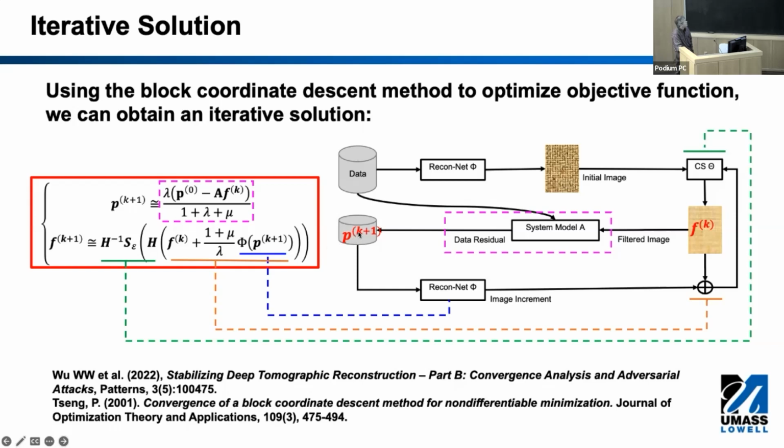That's it: we feed the data residual into the reconstruction network. This component corresponds to this part. Then F hat plus this one is the combination of the previous result with the image increment. This corresponds to this component. Then we have H. H just performs the sparse transform. Here S, the operation, is soft threshold filtering. Basically, it is to perform the CS. And this one, H inverse, performs the inverse sparse transform. So H inverse and H, together, correspond to the CS component here. So that's why we have this kind of result.